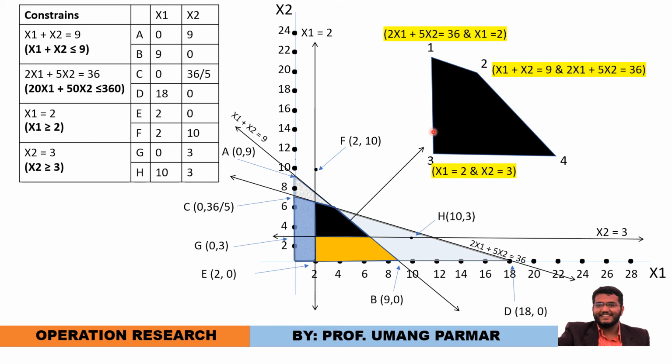Same way, if I am talking about my third point, you can see that my third point has the x1 equals 2 and x2 equals 3 constraint. Now when I am talking about the fourth point, my fourth point is somewhere here. So my fourth point has x2 equals 3 and x1 plus x2 equals 9. So it is on this line x2 equals 3, and it is on this line x1 plus x2 equals 9. So these are the 4 points, and we can solve these equations to get the coordinates of the first, second, third and fourth point.